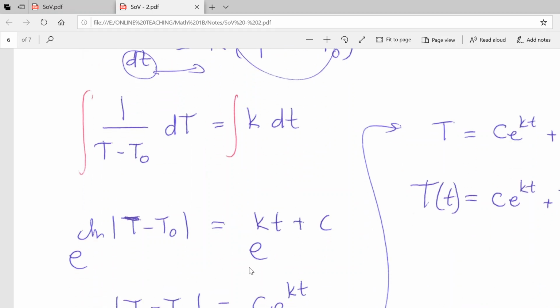Now we're going to e both sides. This gives me the absolute value of T minus T naught, and this gives me e to the kt times e to the c. But we've said 3 times in this lecture already that e to the c is just another constant. So we get c e to the kt on this side. Now, I really want to drop that absolute value. But I've said, you gotta know if you can. Well, here's the thing.